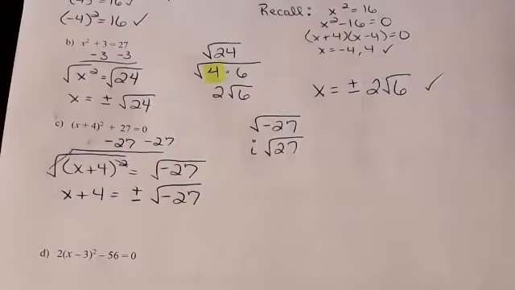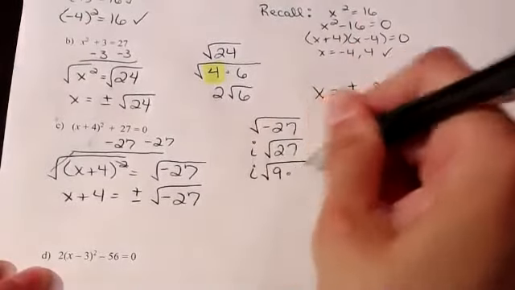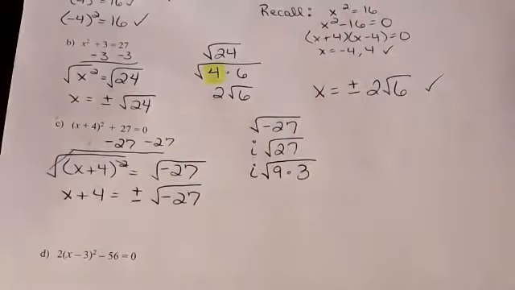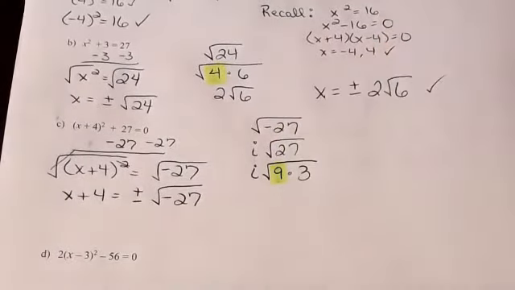Let's think of a perfect square that goes into 27. Well, that's got to be 9. 9 times 3 is 27. So let's rewrite this as i times the square root of 9 times 3, where 9 is our perfect square.